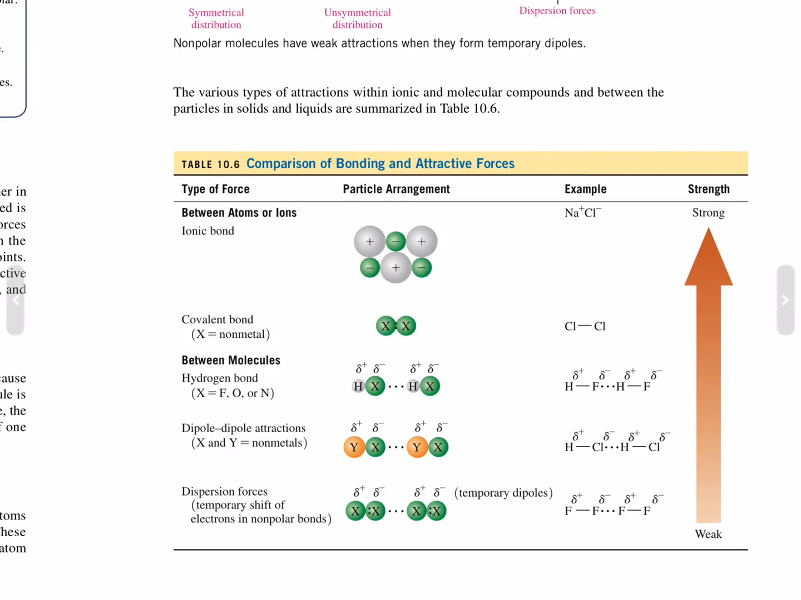Between molecules, hydrogen bonding is the strongest, where the hydrogen will attach to either a nitrogen, an oxygen, or a fluorine atom. A dipole-dipole attraction is weaker than a hydrogen bond, and it is between something very electronegative on one end and something not so electronegative on the other end. And the weakest of all the bonds are the dispersion forces, which are a temporary shift of electrons in a nonpolar bond, which forms a temporary dipole and an attraction.